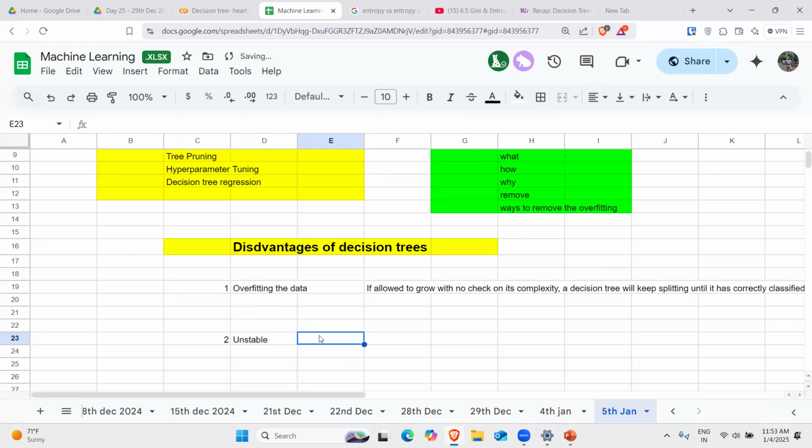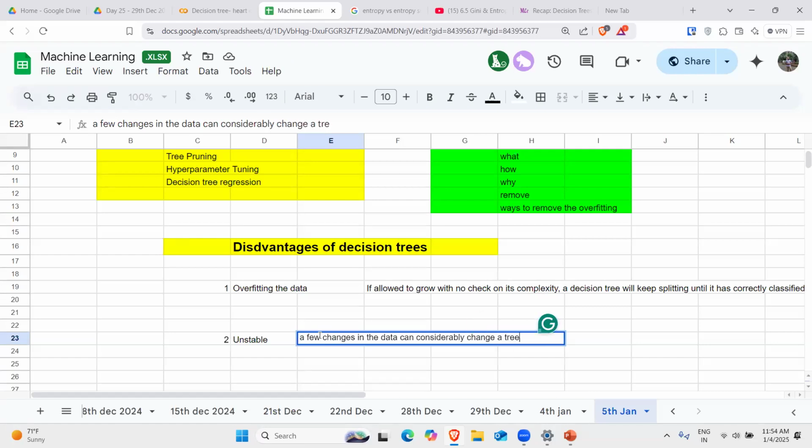What do you mean by unstable? They tend to be quite unstable, which is an implication of overfitting only. A few changes in the data can considerably change the tree that you have. So that is what your problem is, right?